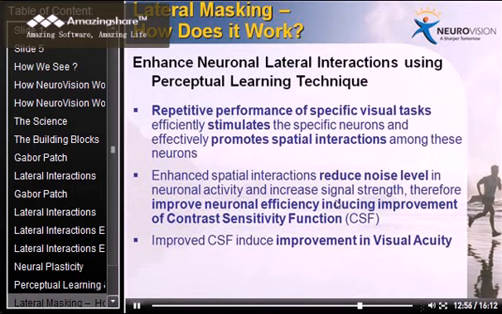Therefore, what we do is we improve the efficiency, or actually improve the contrast sensitivity, or the contrast sensitivity function. Improvement in contrast sensitivity also induces improvement in visual acuity. So NeuroVision actually increases sensitivity of neural cells in the primary visual cortex, V1, increasing the signal strength, increasing the sensitivity to low contrast, thus increasing the overall contrast sensitivity function and improving the visual acuity.